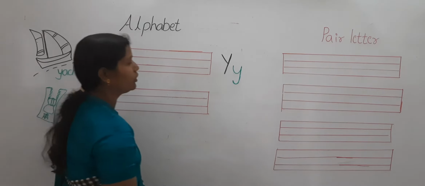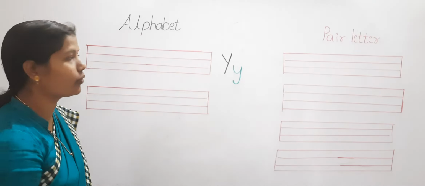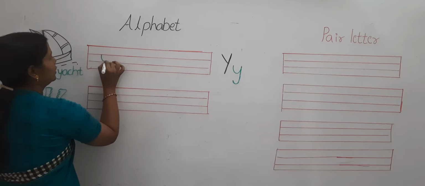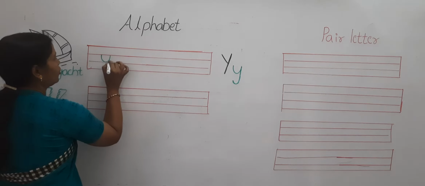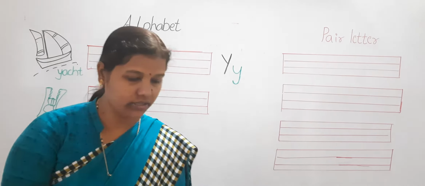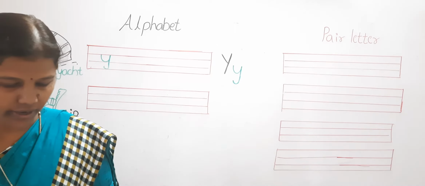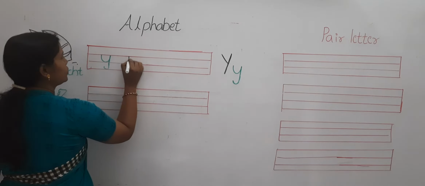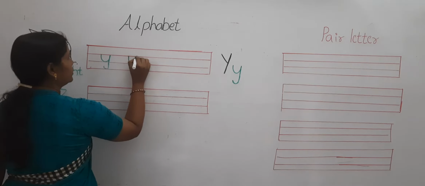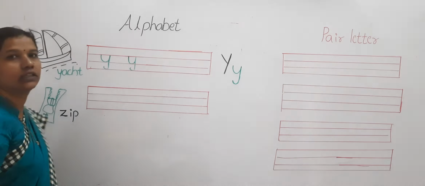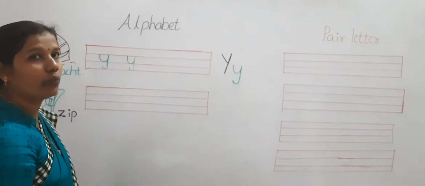Okay, then how to write in four line page the letter Y? Take a curved stroke, then draw a standing line and then small curve. This is letter Y, small letter Y. Okay, take a curved stroke, then draw standing line with a curve. This is letter Y.